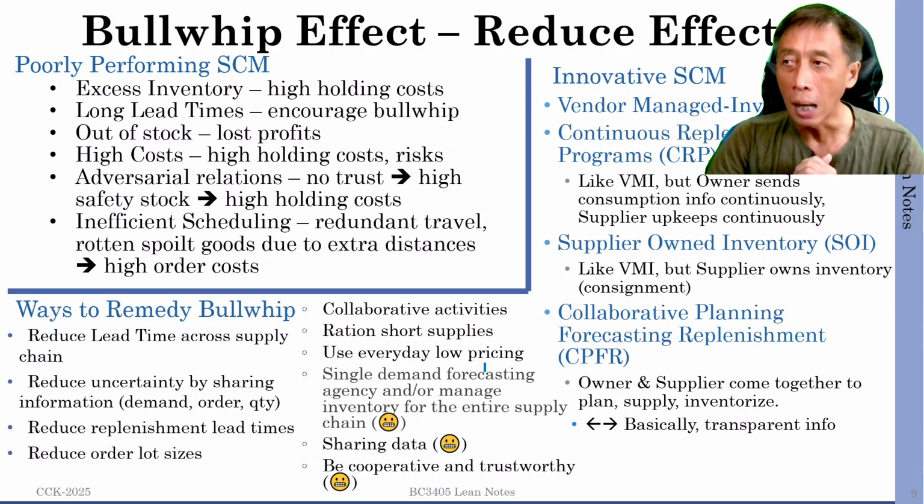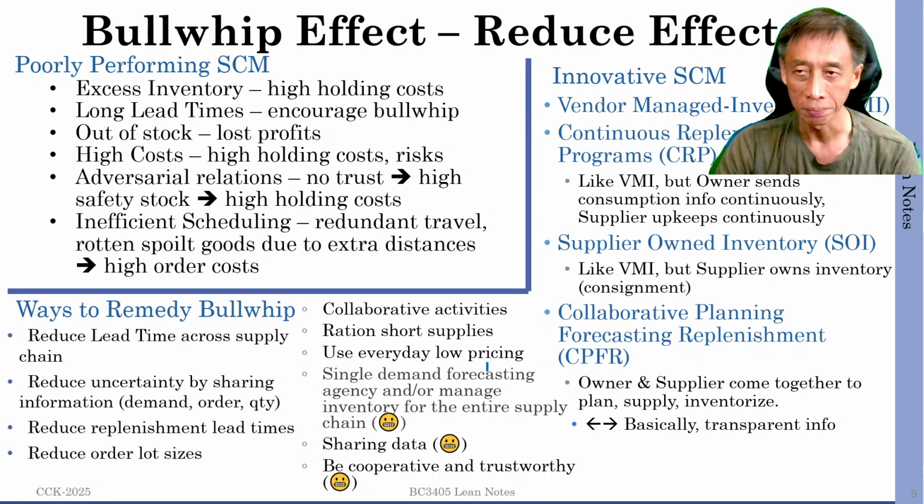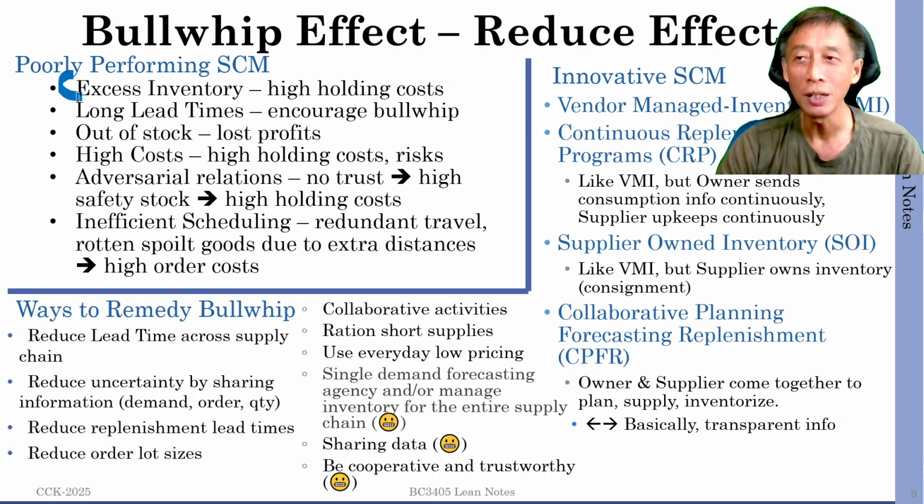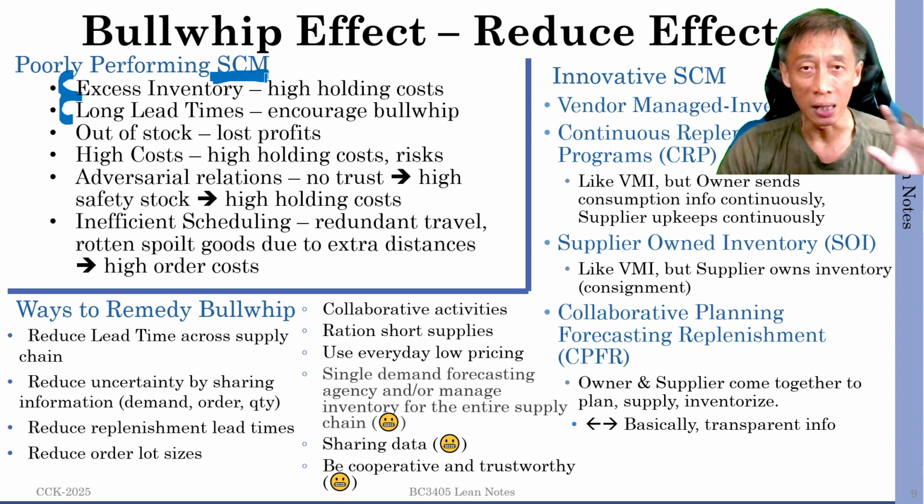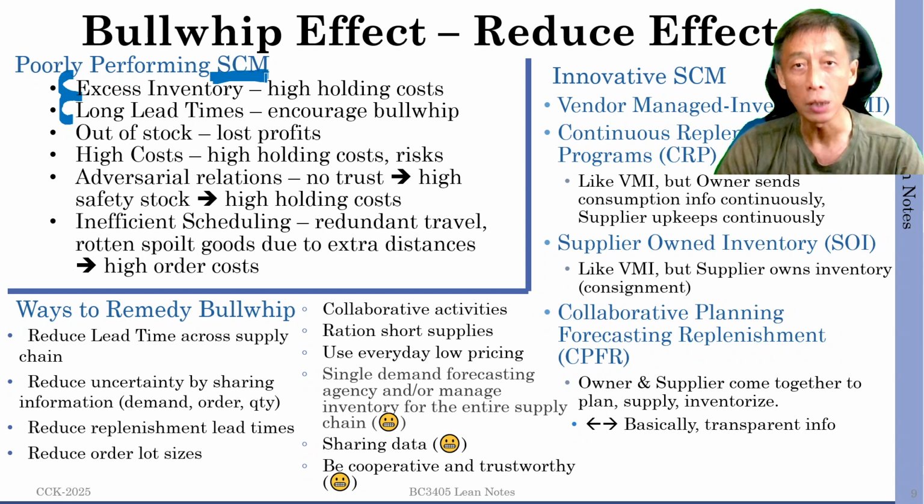Okay, so how do we reduce the effects? We have talked about the reasons that cause it, and the reasons can give rise to the effects. And as you can expect, there'll be excessive inventory, there'll be long lead times. All these are bad for the supply chain. Bad for the supply chain means that it is bad not just for the manufacturer, but also bad for the distributor, and also bad for the retailer.